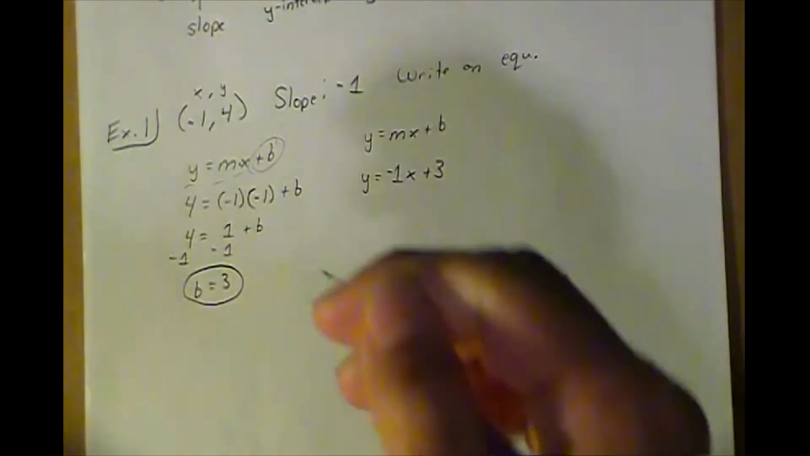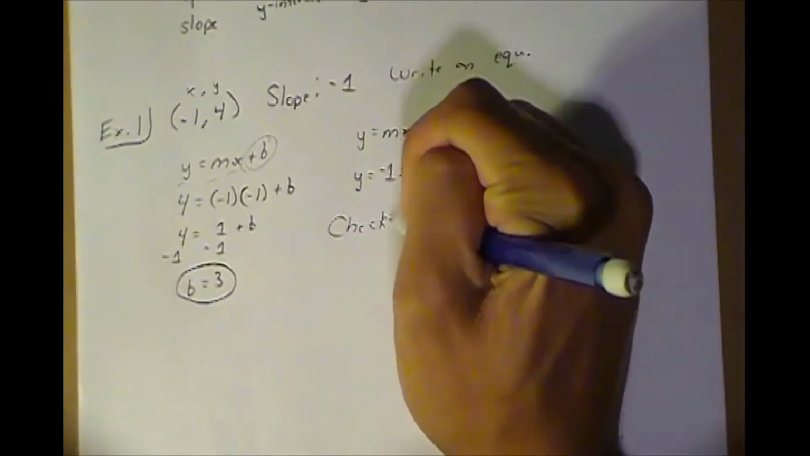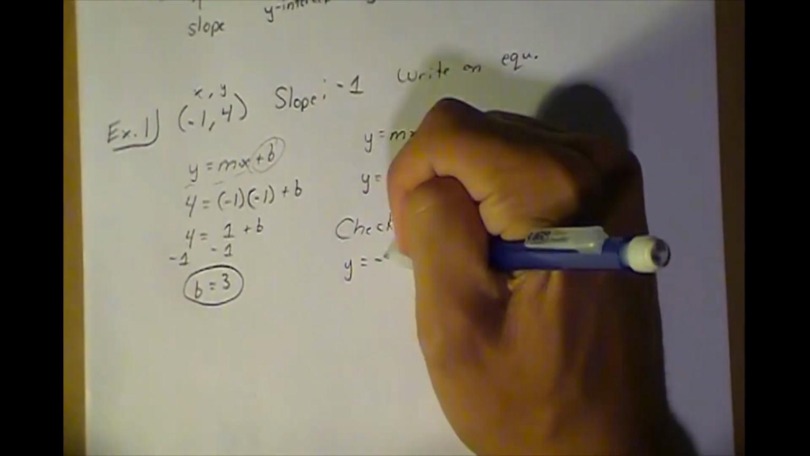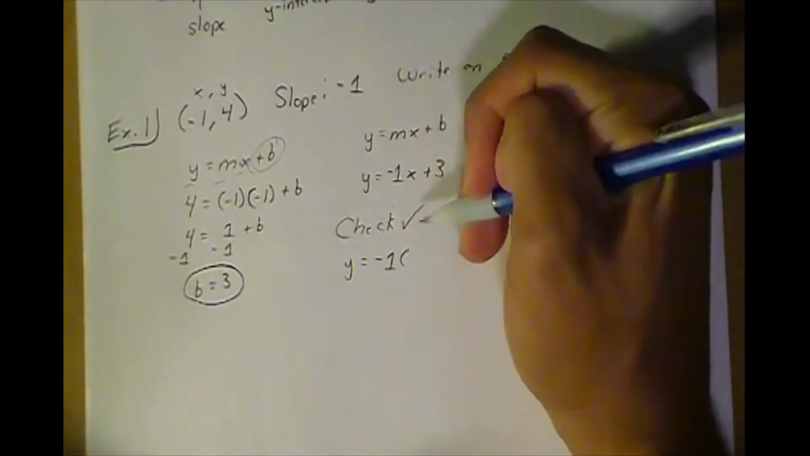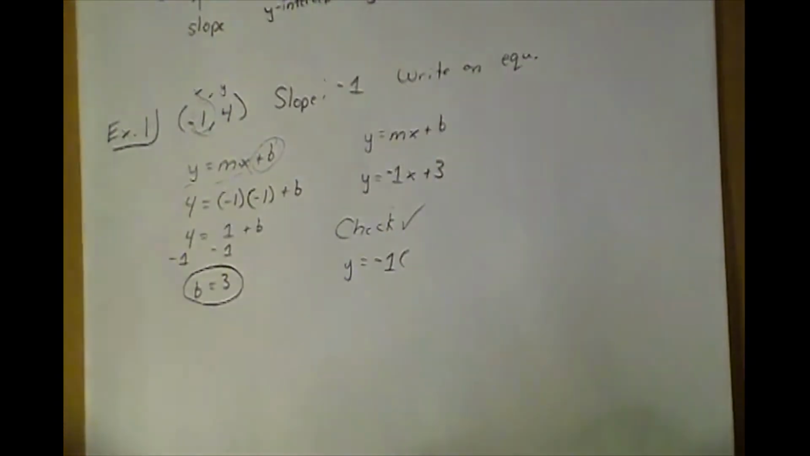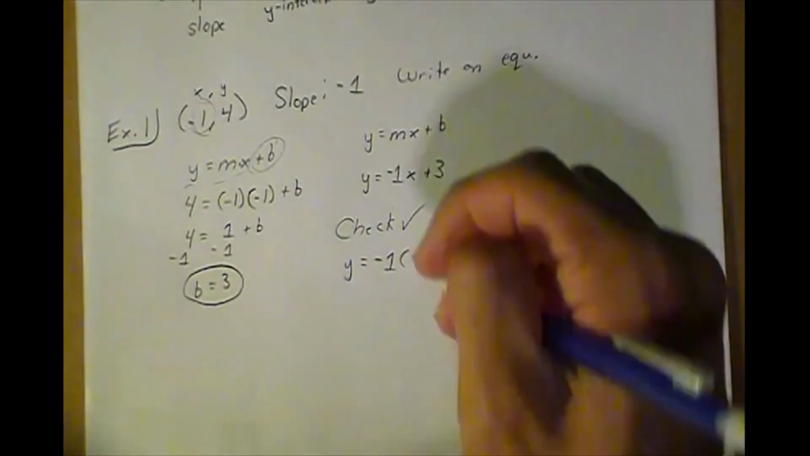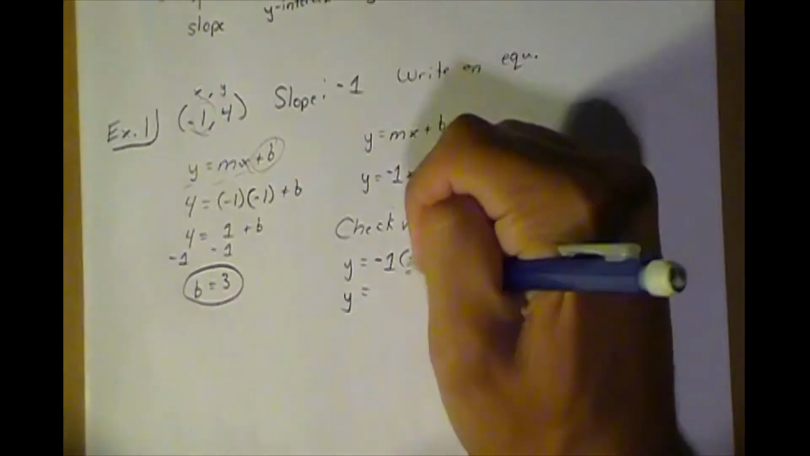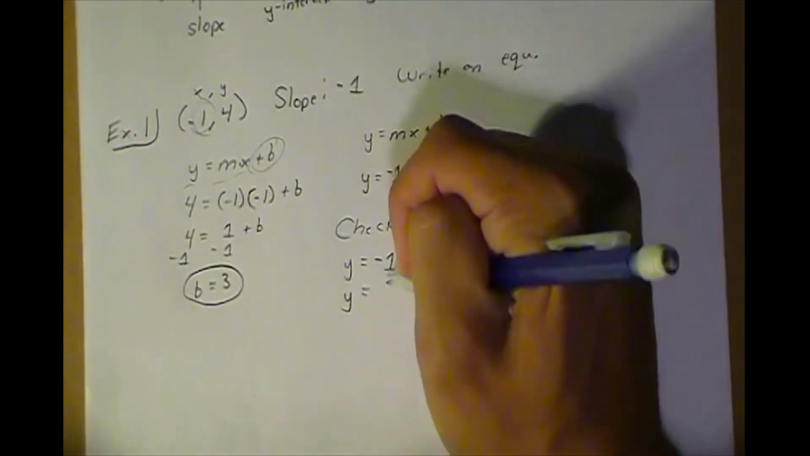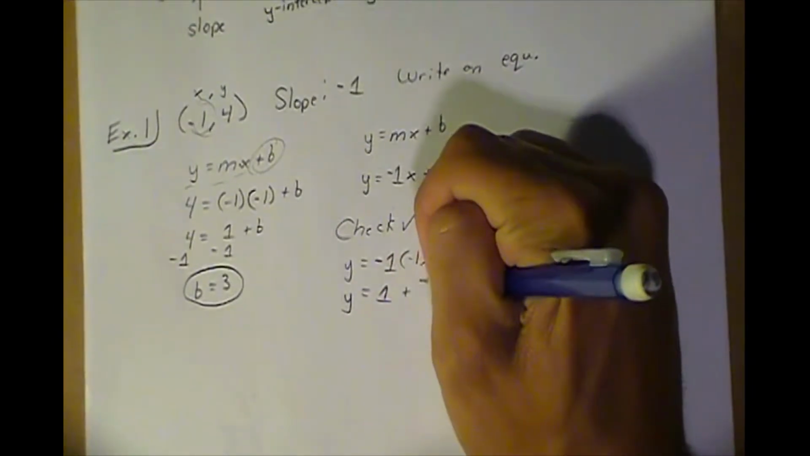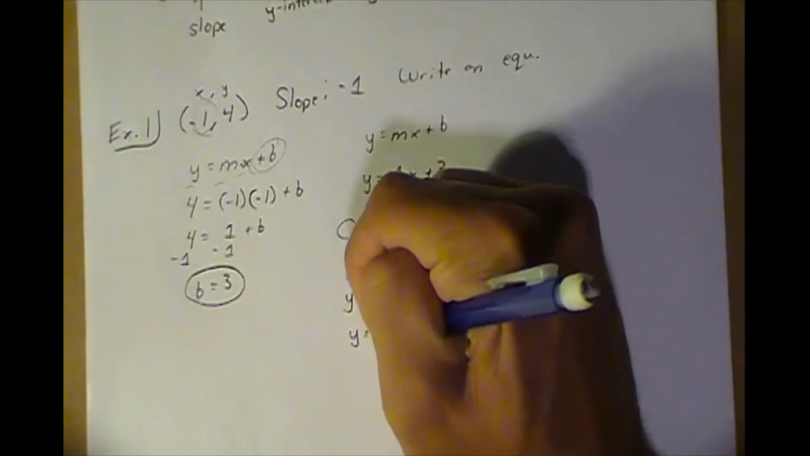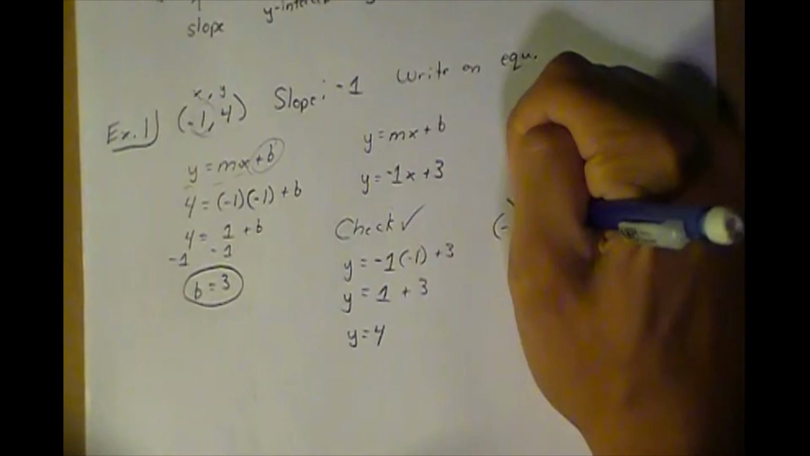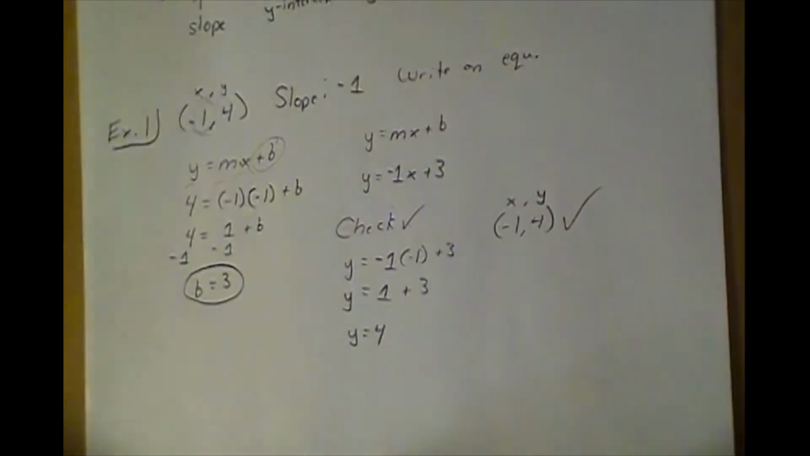For example, just to test it, this could be our check. We'll say that y is equal to -1 times x plus 3, and let's say we wanted to check what our value would be at x is equal to -1. So we plug in -1 here, plus 3, and our y value turns out to be, well, -1 times -1 is just 1, so y is equal to 1 plus 3, so y is equal to 4, which, according to our pair, is correct. So everything checks out.